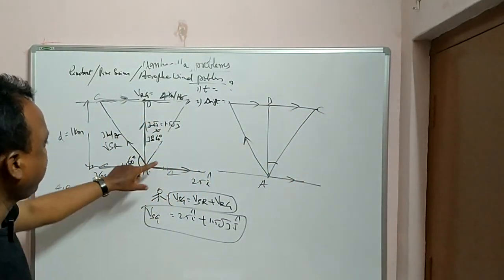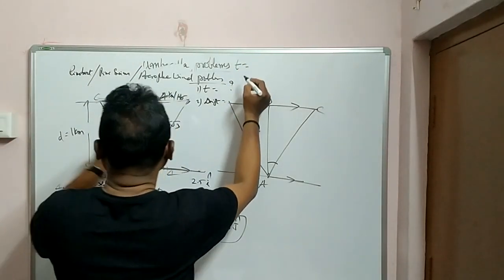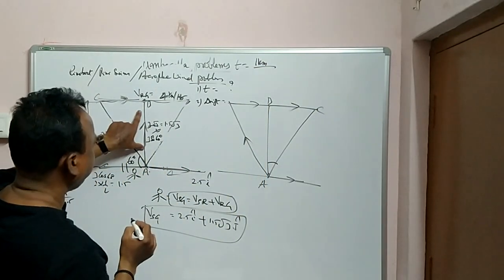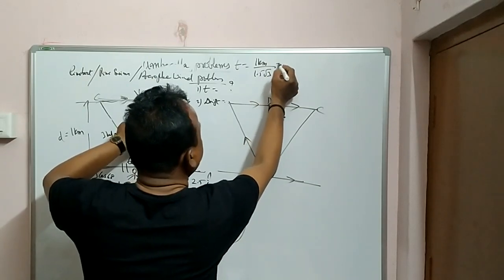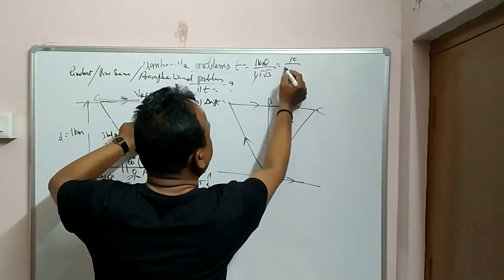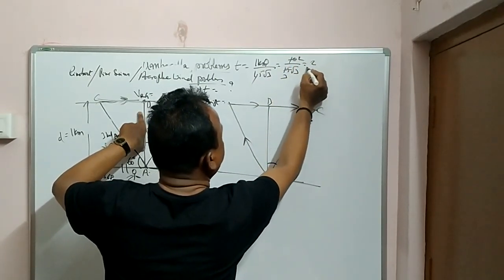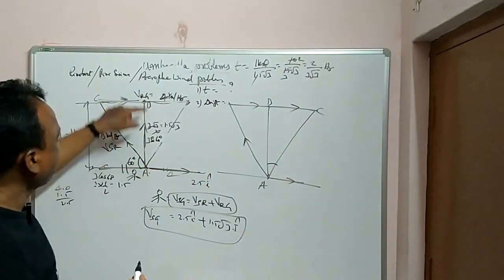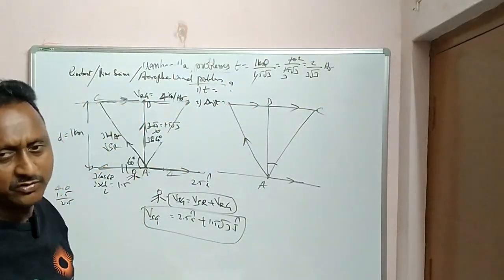Now find out the time taken to reach this side. Time is equal to distance, the same 1 kilometer, divided by the vertical speed, 1.5 root 3. That is 10 by 15 root 3, which is 2 by 3 root 3 hours. So the time the person takes to reach the other side of the bank is 2 by 3 root 3 hours.